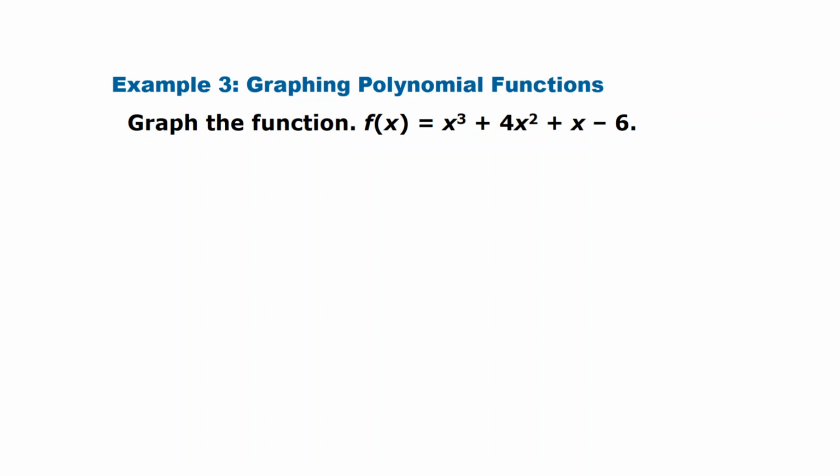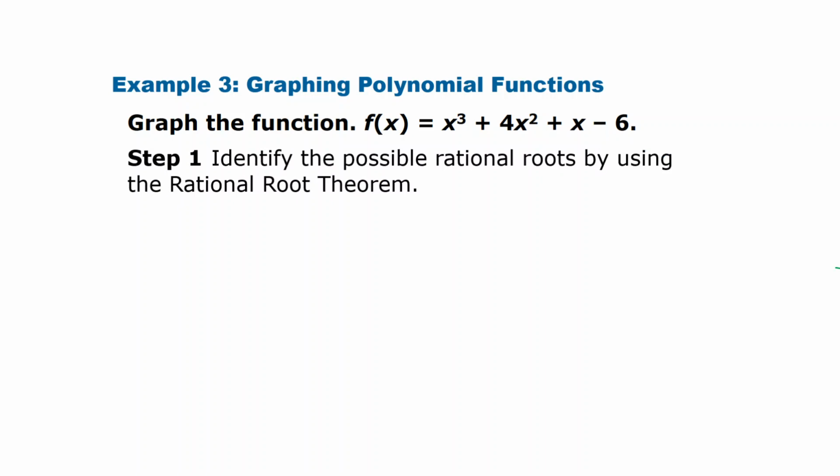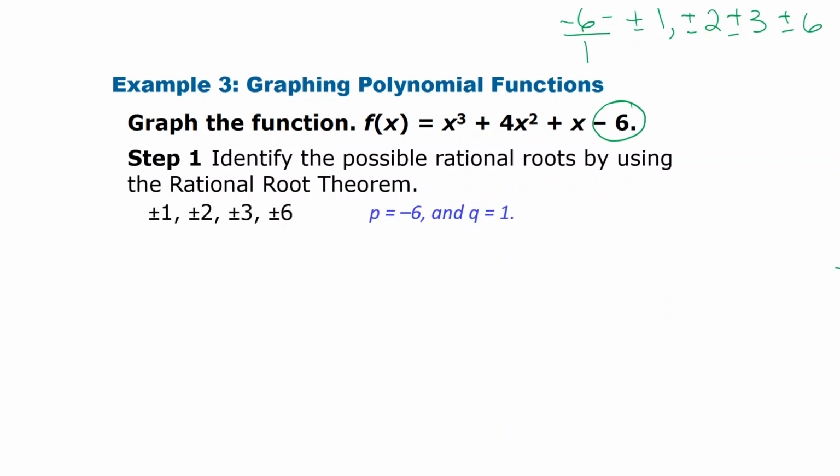Now you can already kind of guess what this is going to look like because we've just been doing that kind of problem. The first thing I want you to do is identify the possible rational roots by using the rational root theorem. Remember, the rational root theorem says to take the last constant, which is -6, and find all the factors of -6 over the factors of 1. So this is going to be really easy. We're going to have plus or minus 1, plus or minus 2, plus or minus 3, and plus or minus 6. I think they're actually listed right there.